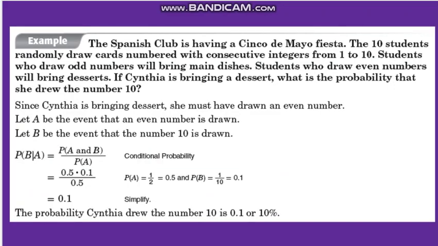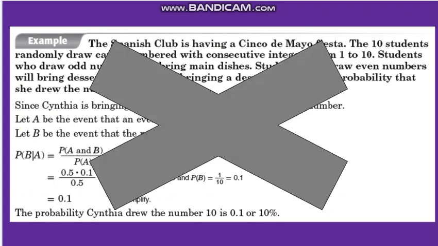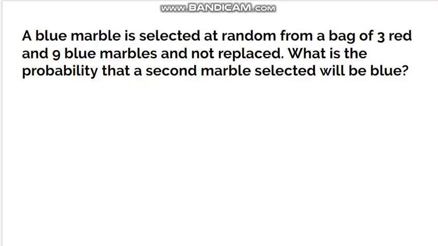So you see this big problem, cross it out. We're not going to do anything with that. But look at this exercise. It tells us that a blue marble is selected at random from a bag that originally held 3 red and 9 blue marbles, and it is not put back. So then we want to know what's the probability that a second marble selected will be blue.